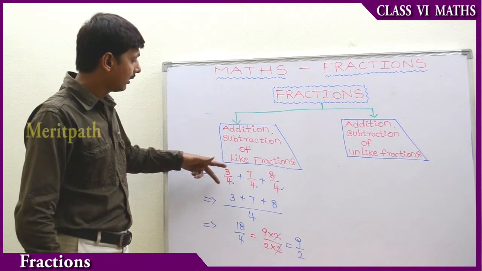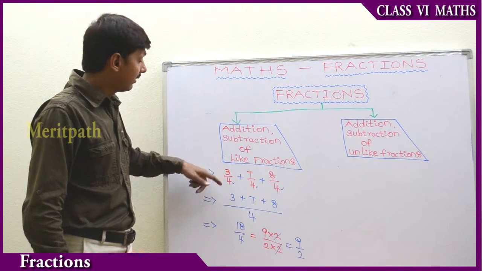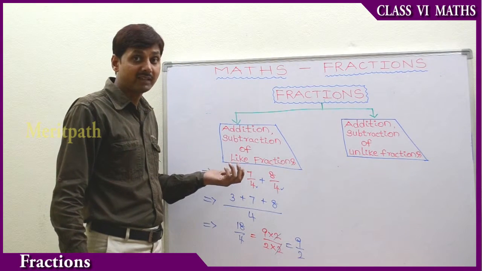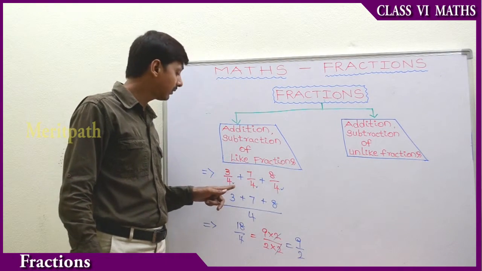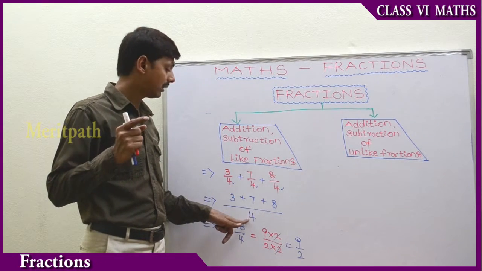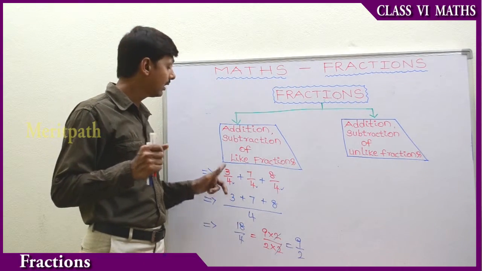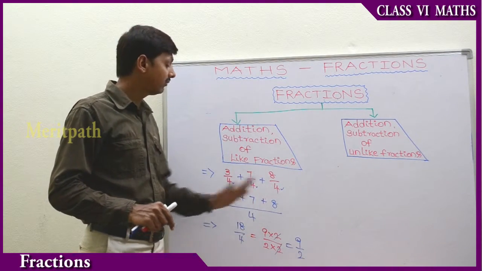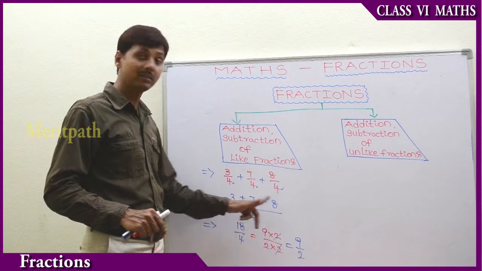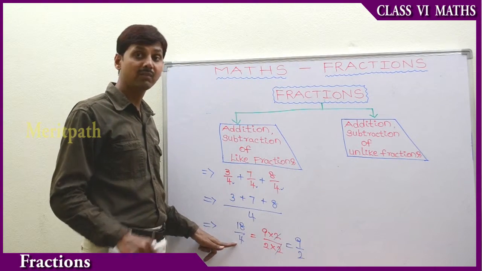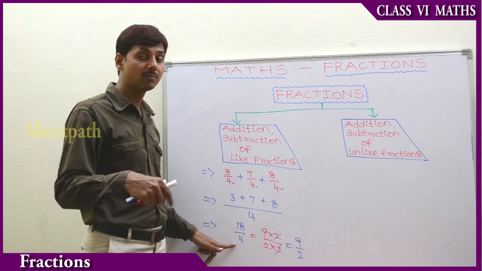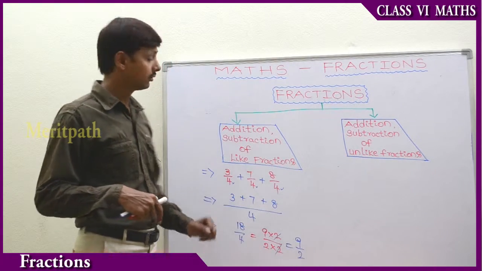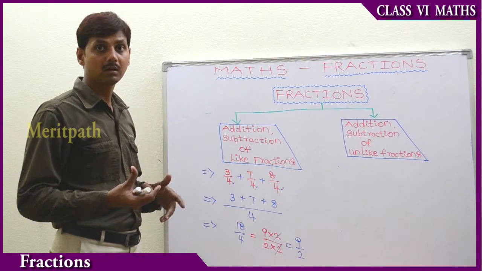So let's recall: when there are like fractions, we take the same denominator. Because like fractions already have the same denominator, we take 1 denominator, 4, and all the numerators will be added: 3 plus 7 plus 8. So 3 plus 7 is 10, 10 plus 8 is 18. So 18 by 4. When we take out the common number 2, 2 and 2 get cancelled, giving 9 by 2. So this is the process of adding like fractions.